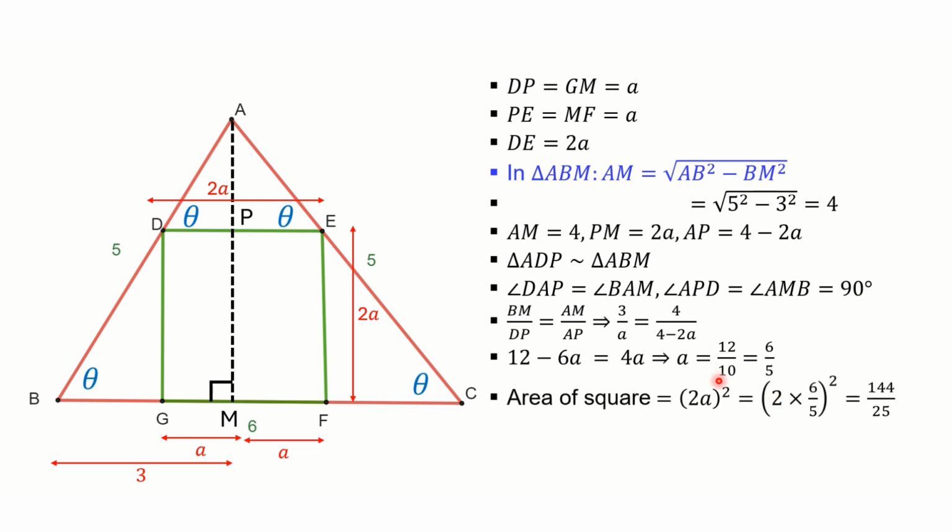So if I know A, I can calculate the area of this square. The side length is 2A, so the area is the side squared, which is 2A squared. A is 6 by 5, so 2 times 6 by 5, whole squared, which is 12 by 5 squared, that is 144 divided by 25. So this is the area of the square.